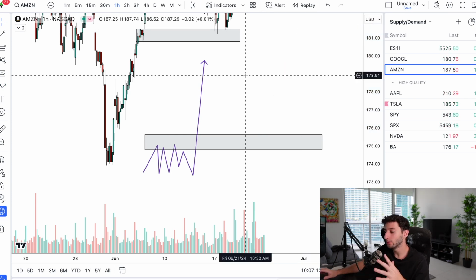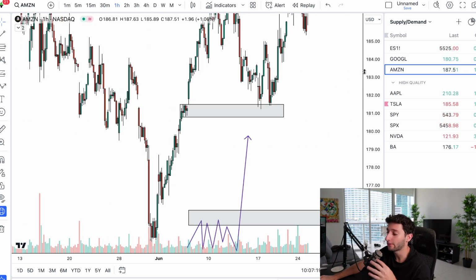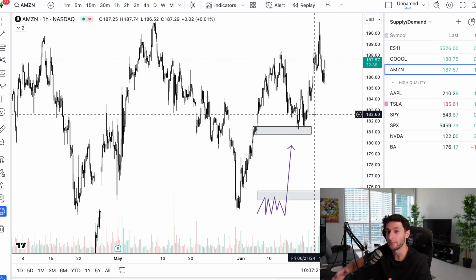And so by simply looking at the actual consolidation, zooming in on timeframes, and using volume profile, you can have a really good understanding of how to draw these zones and how to make a ton of money trading supply and demand.